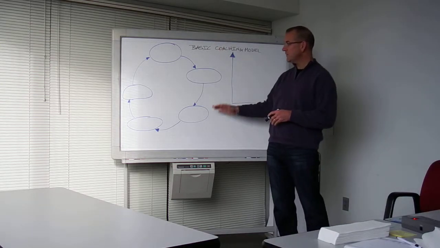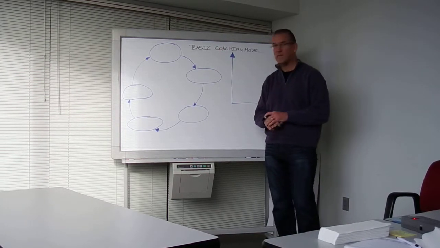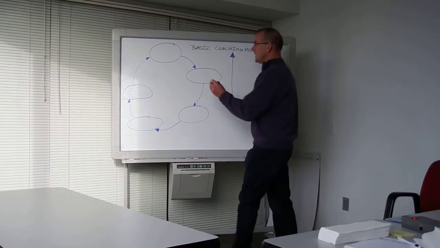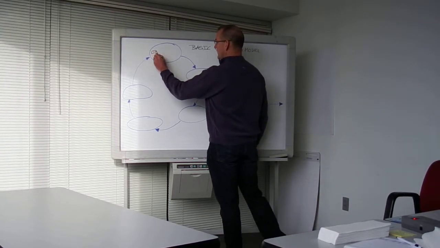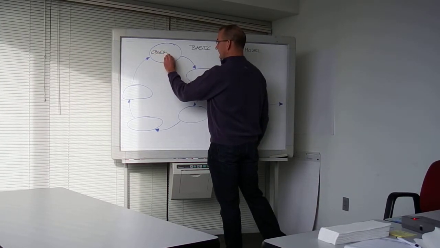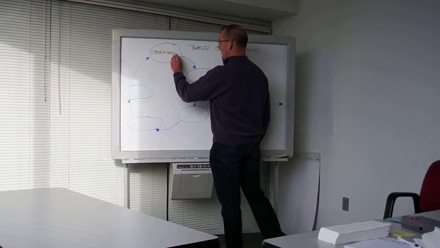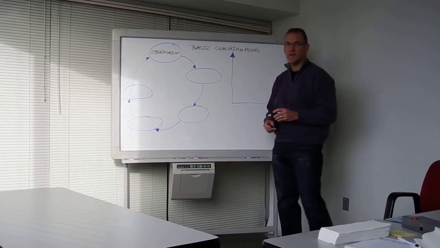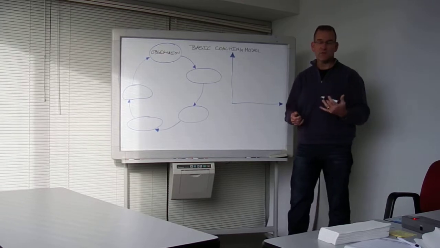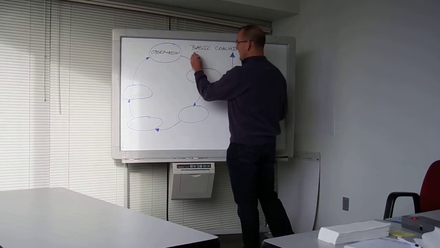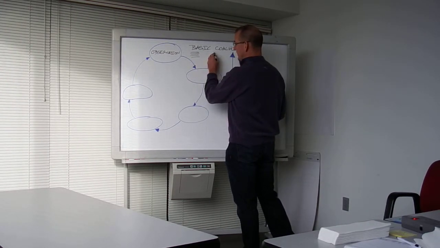So I've got a simple model sketched here. It has 5 steps, and the first step is observation. And no surprise there, that's where we start. What I often find is that as a coach myself, and for most Scrum Masters, there are many observations that you make throughout the day.